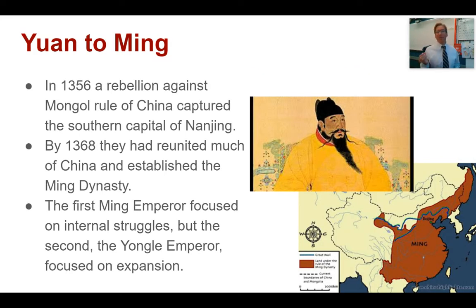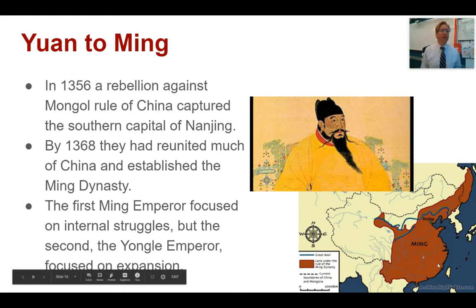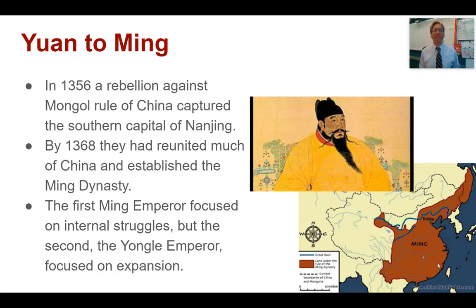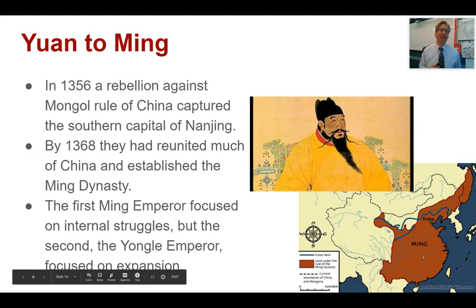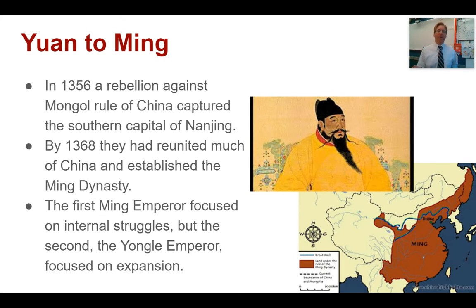That Mongol decline was kind of complete, at least as far as China is concerned, in 1368, but it started in 1356 with a rebellion against Mongol rule, where this new group captures the southern capital of Nanjing down here. And by 1368, they're able to reunite much of China and establish a new dynasty, a Chinese dynasty, the Ming dynasty. And the first Ming emperor really does need to focus on these internal struggles, right? He's fighting this war against the Yuan, against the Mongols.